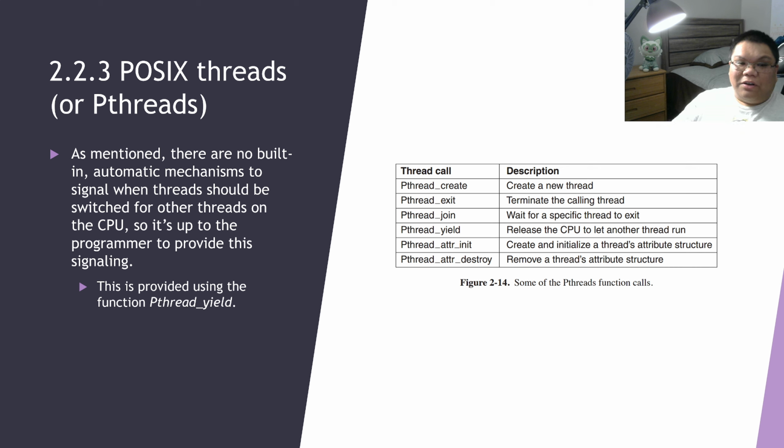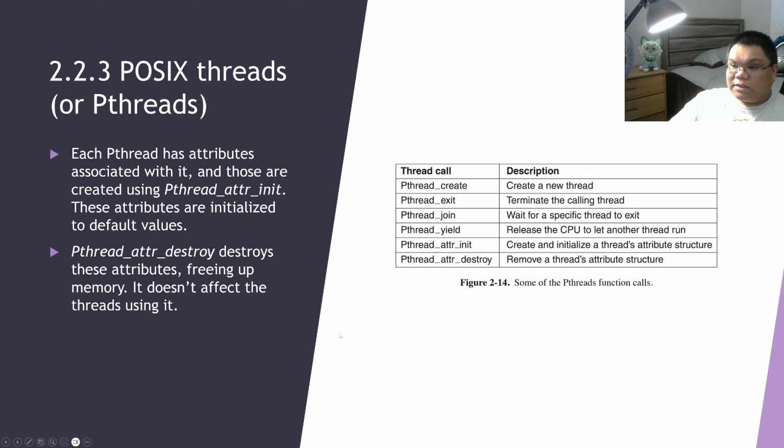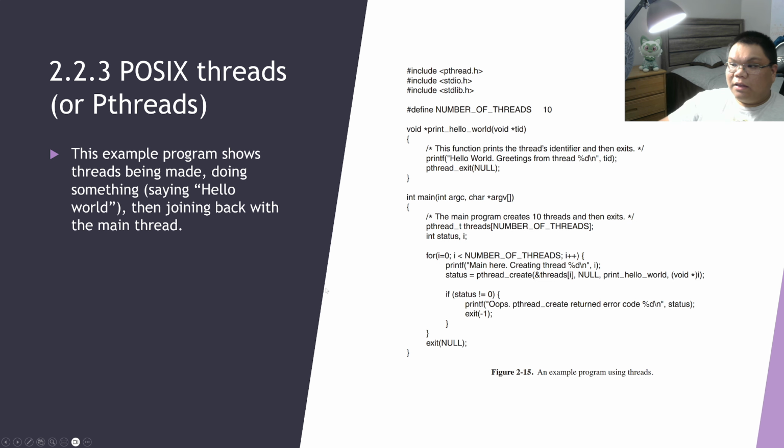So as a programmer, you need to provide the signaling yourself. That is done through pthread yield. That makes it so that a thread gives up the CPU so that another thread can run. There are also some attributes that we can associate with each thread, and pthread attribute destroy destroys those attributes.